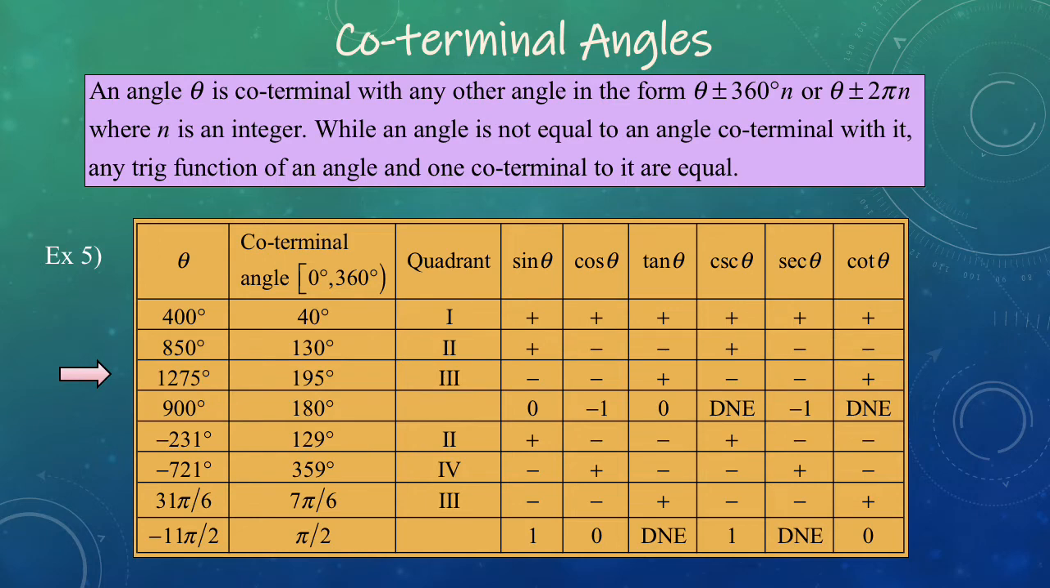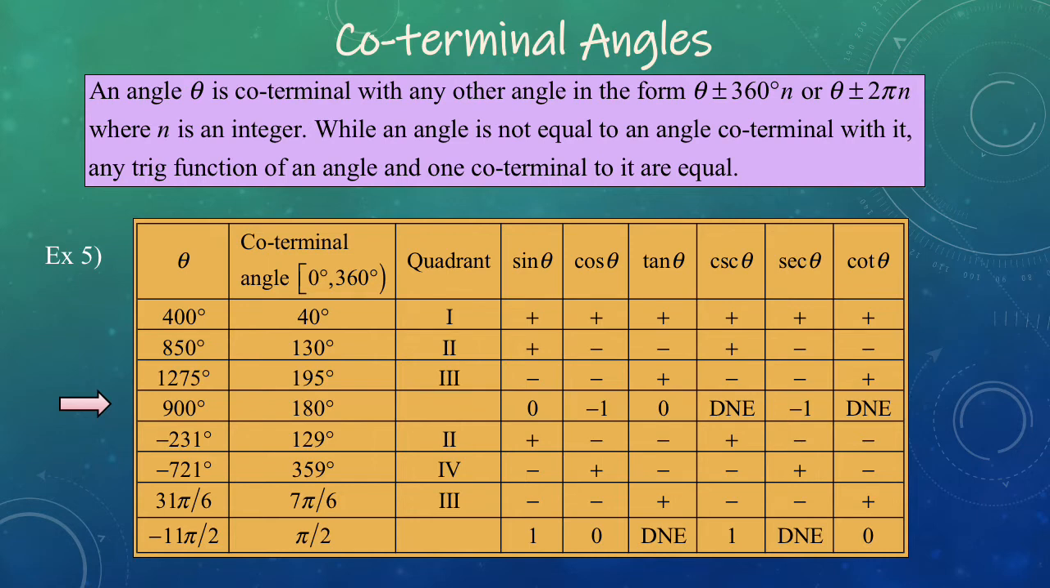For 1,275 degrees, we have to subtract 360 degrees 3 times, leaving us with 195 degrees. This is a quadrant 3 angle, and the only trig functions that are positive in quadrant 3 are tangent and cotangent. For 900 degrees, we subtract 360 degrees twice, leaving us with 180 degrees. And that's a quadrant angle.